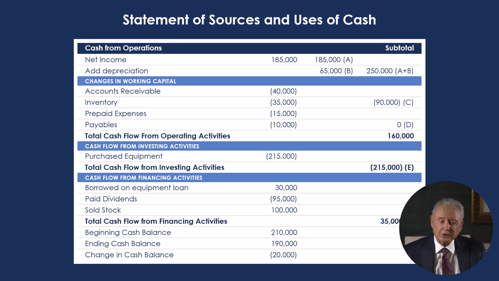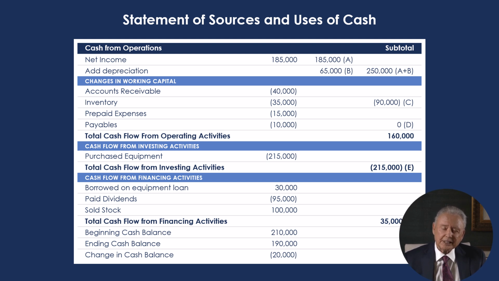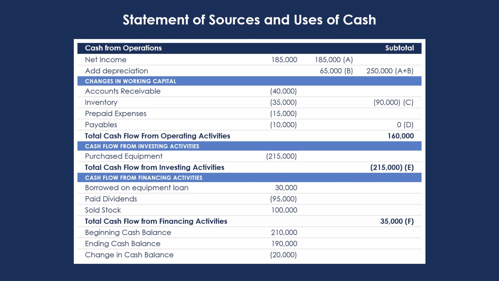Here we have the formal statement of sources and uses of cash, with $160,000 from operating activities, $215,000 use of cash flow from investing activities, and $35,000 inflow from financing activities, and cash balances going down from $210,000 to $190,000.